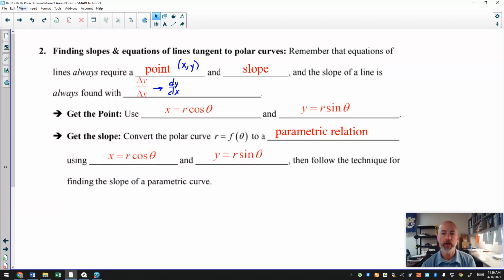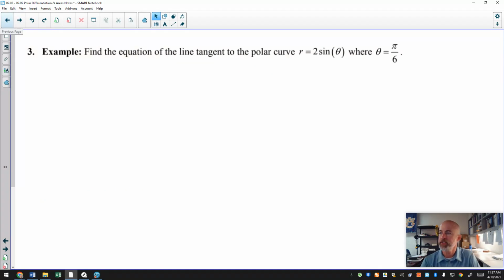So we're going to do one example of that, and that is really all I'm going to do in this one. I don't have a whole lot of examples, just this one example for differential calculus, and then in a separate video I'm going to do the area of a polar curve. So let's look at this one. I want the equation of a line tangent, and as soon as I see equation of a line tangent, I immediately think I need a point and slope.